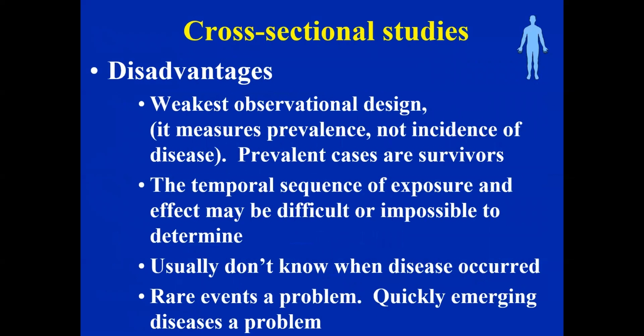What are the disadvantages of cross-sectional studies? They are the weakest observational studies. Why? Because they measure prevalence and they don't measure incidence. In this case, they focus on prevalent cases that are survivors. Those cases that die are no longer really part of the population, so you cannot really assess them because they are already out.